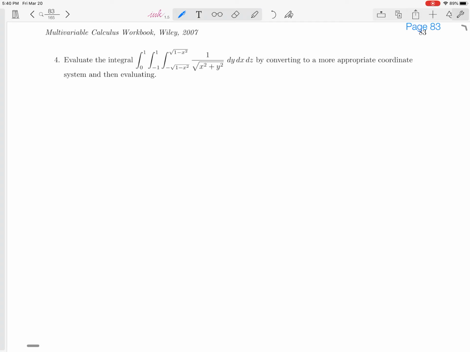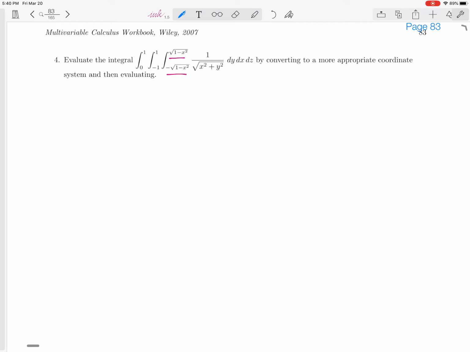In example 4, we are asked to evaluate the given integral by first converting to a more appropriate coordinate system. And we can see that the limits and the function are not that user-friendly. So converting to a more appropriate coordinate system is going to make our life when we are integrating a lot easier. Before we decide which coordinate system we are going to go for, we are going to draw the region of integration first that is described by our limits of integration.